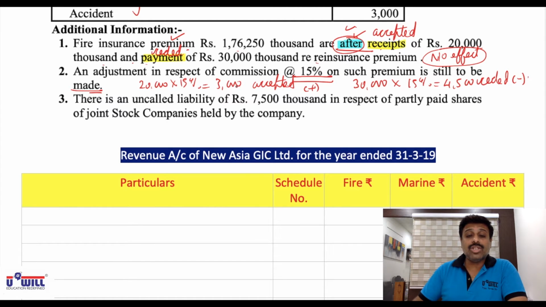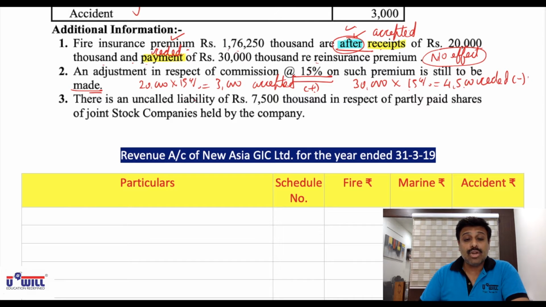Okay. Commission on reinsurance accepted, 20,000's 15%, 3,000 accepted. So we will plus. And commission on reinsurance ceded, 30,000's 15%, 4,500 ceded. So we will minus. Further, this commission accepted and ceded we will plus and minus.